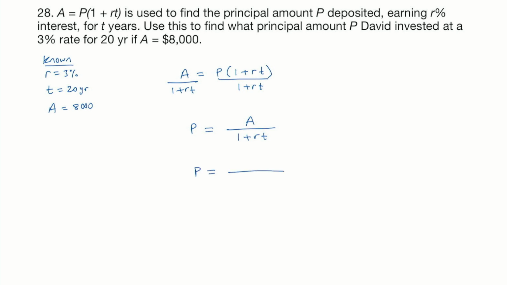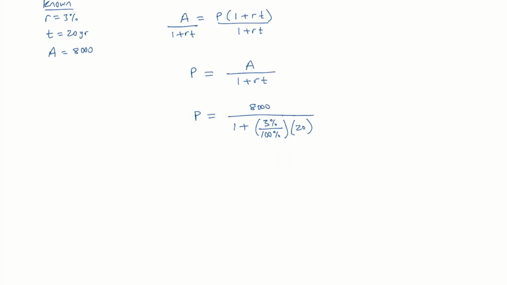All right, so we're going to have 8,000 divided by 1 plus, for the rate, we need 3%, and we need to divide it by 100%. And then we'll multiply that by 20. Unit-wise, the years will cancel. The year is built right into the rate. Okay, I did this calculation, and I found the principal is $5,000. So we can add the $ sign to that and the comma.